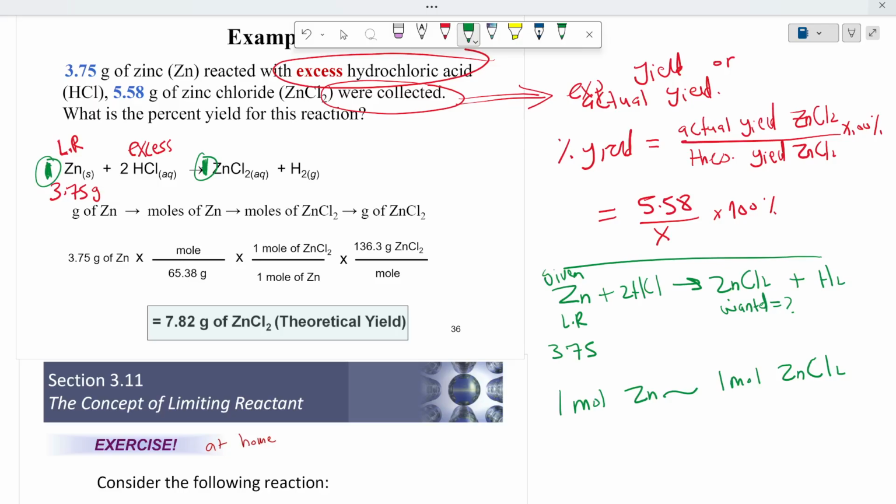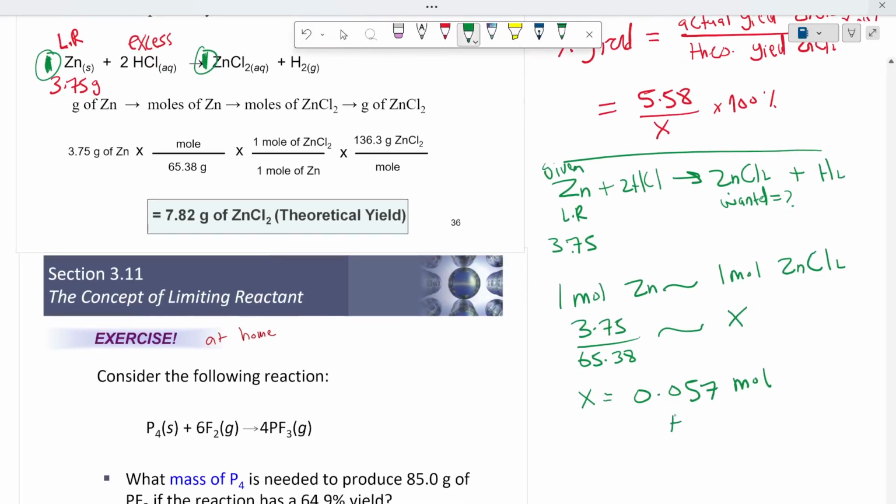We don't have moles of zinc, we have mass of zinc. So here we should convert mass to moles. Mass of zinc to moles of zinc: mass over molar mass, 65.38, and here is X. By cross multiplication, X equals 0.057 mole of zinc chloride. This is the theoretical yield.